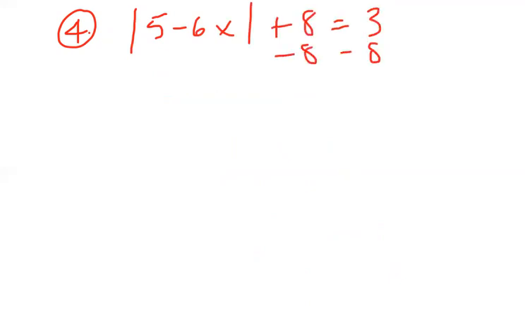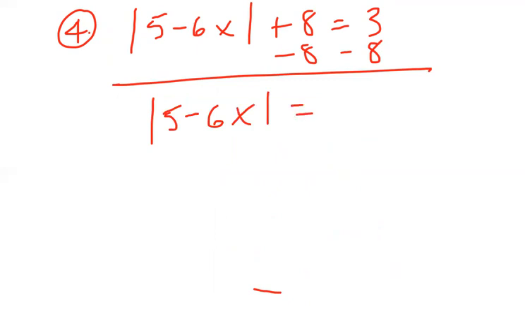Now, here comes number 4, and then I will discuss the absolute value inequalities. Absolute value of 5 minus 6x plus 8 is equal to 3. If I were to subtract 8 from both sides, I get the absolute value of 5 minus 6x is equal to negative 5. Now, guys, if you recall earlier, this was one of the exceptions. The absolute value cannot equal a negative. Why? Because the absolute value is distance, and distance is always positive. Distance cannot equal a negative. So this one will lead to no solution.